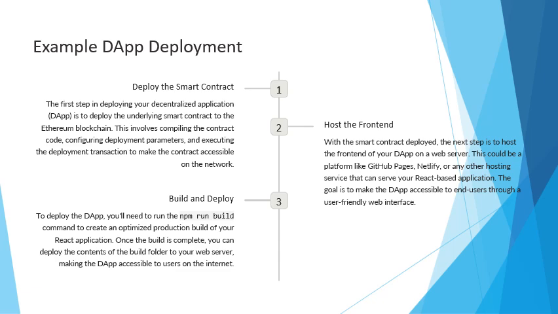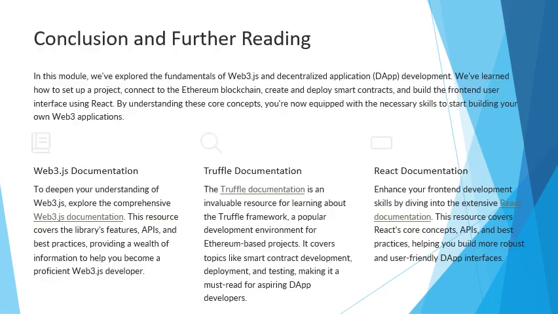To deploy the DApp, we'll need to run the npm run build command to create an optimized production build of your React application. Once the build is complete, you can deploy the contents of the build folder to your web server, making the DApp accessible to users on the internet. So in this module, we figured out how to integrate front-end and back-end using web3.js to make a DApp.